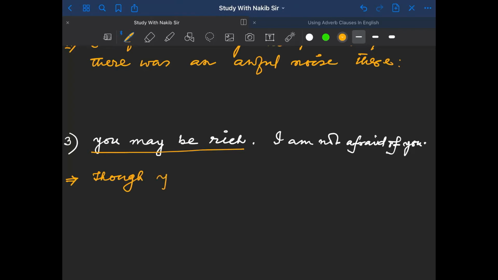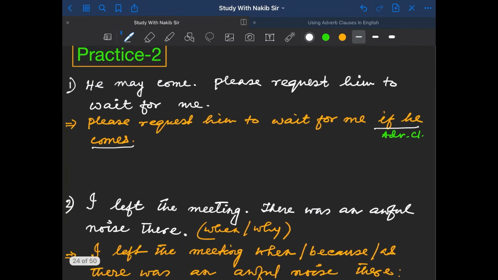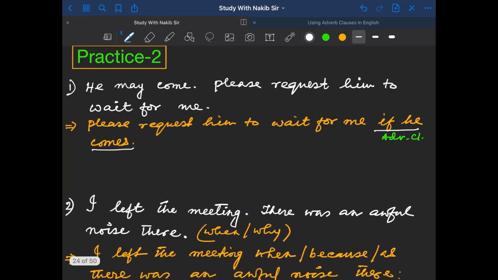Though you are rich, I am not afraid of you. Though you are rich, adverb clause. Adverb clause, and this is the principal clause, you know. So this is your answer to the question sheet, practice sheet number 2.